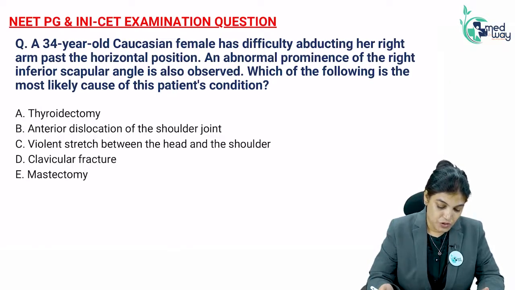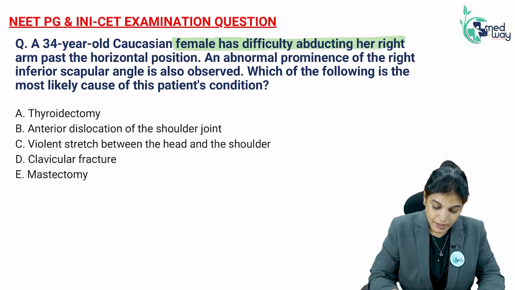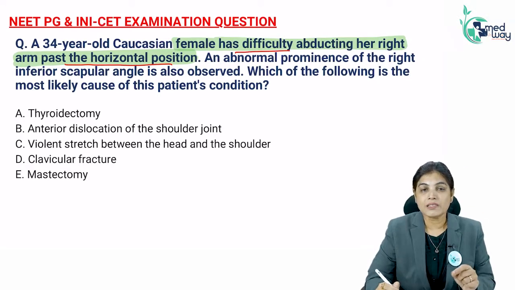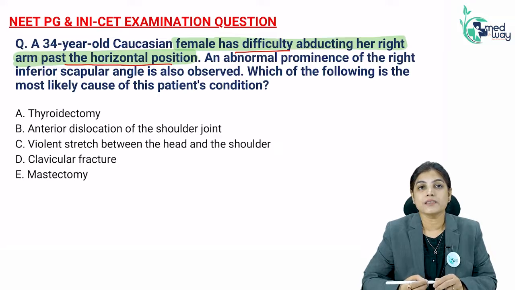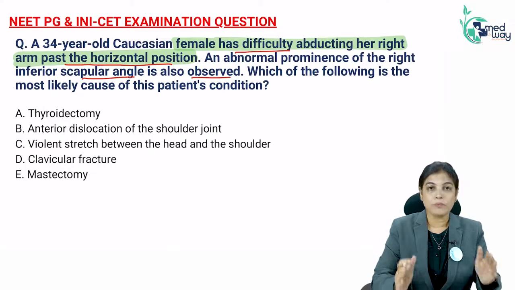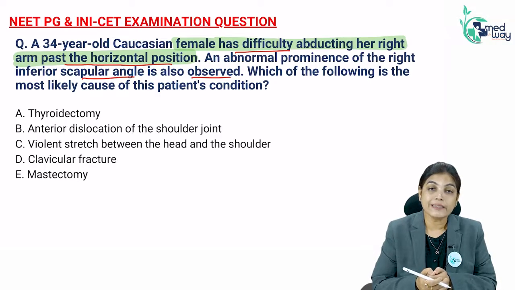The key point to pay attention to here is that the female is having difficulty in abducting her right arm above the horizontal position. This is a key word. That means overhead abduction is involved. We know that the serratus anterior muscle along with the trapezius muscle causes abduction greater than 90 degrees of the arm. Also, the inferior scapular angle is prominent. Prominence of the inferior angle and medial border of the scapula is a condition called winging of the scapula, and happens by injury of the long thoracic nerve and paralysis of the serratus anterior muscle.